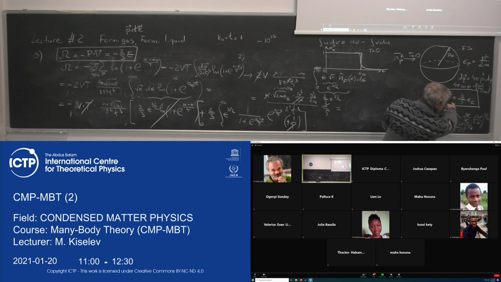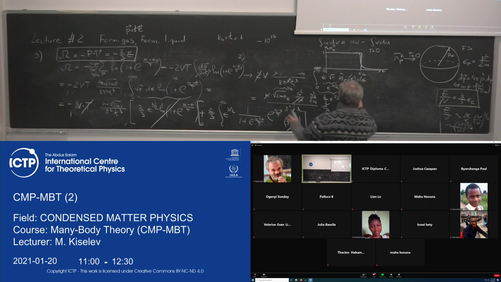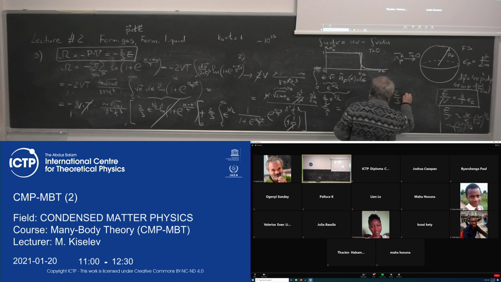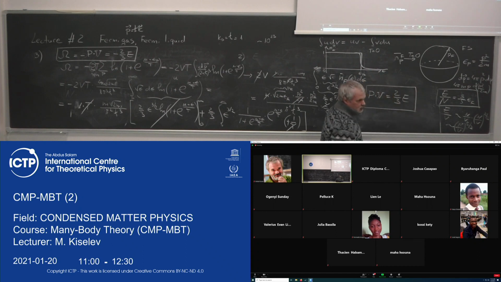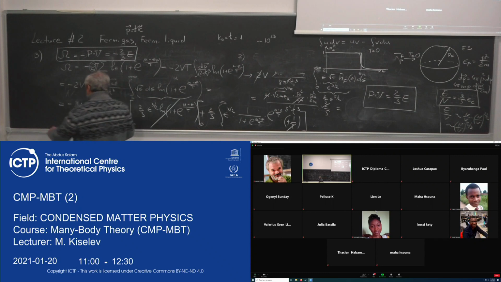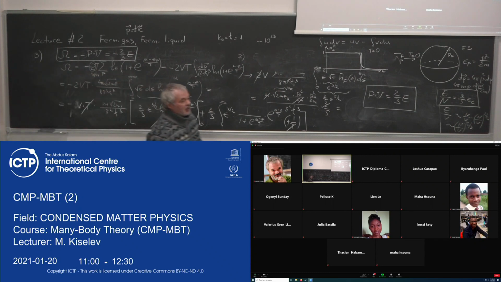This is a ground state energy, and this is total energy at given temperature. So, equation of state says pressure times volume is equal to 2/3 energy. Let me convince you that this equation is correct, and let's take classical limit.